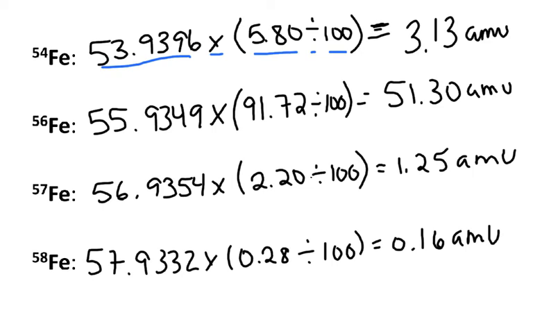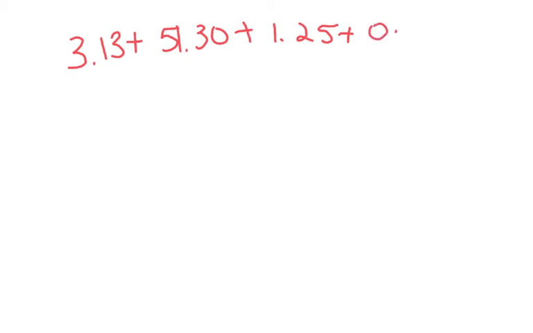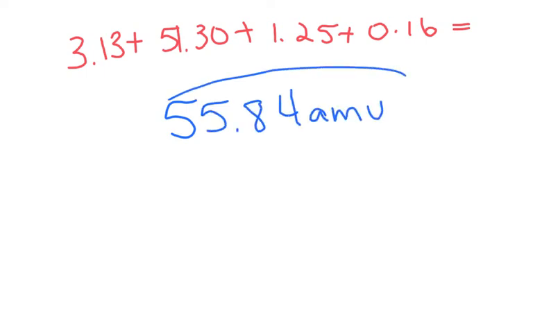Now, what do I do next? Okay, so at this point in time, we've got to add them up. So we're going to take the 3.13 plus 51.30 plus 1.25 plus 0.16. And when we add them up, we get 55.84 AMUs. Okay. Yay, we finally got the answer.